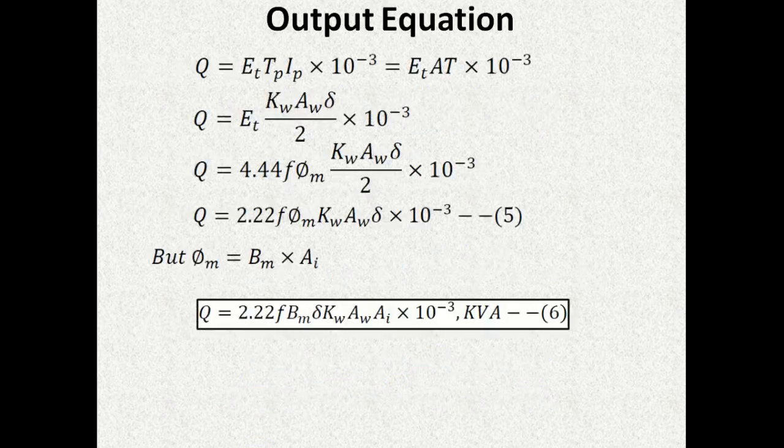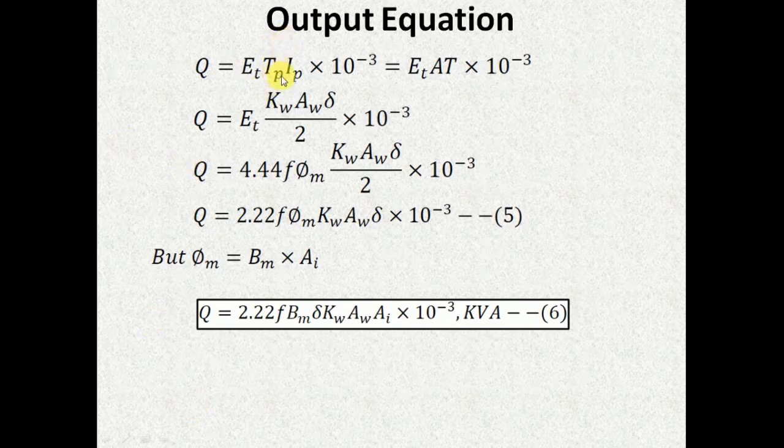Ep is the induced EMF on the primary side. If we know the induced EMF per turn and the total number of turns on the primary side, we can easily calculate the induced EMF in the primary by multiplying the induced EMF per turn with the total number of turns in the primary winding. Therefore, we can replace the Ep term with Et into Tp, where Et is the induced EMF per turn and Tp is the total number of turns in the primary winding.